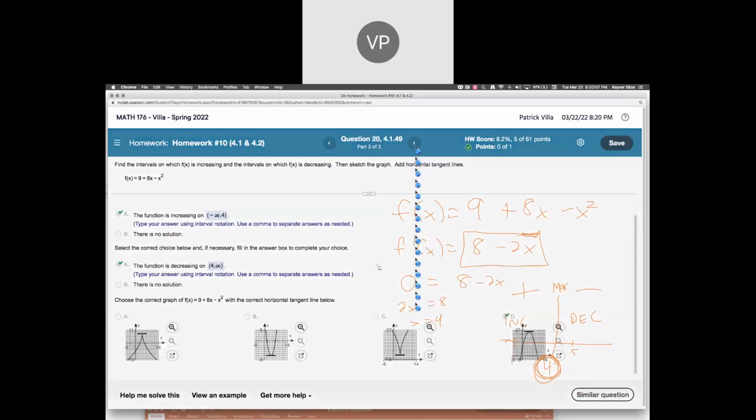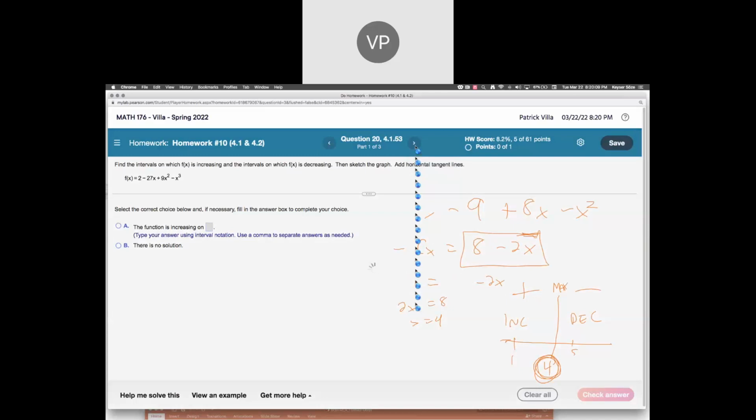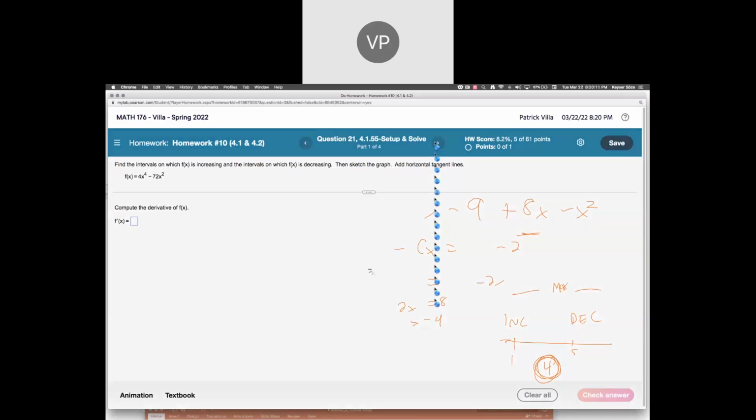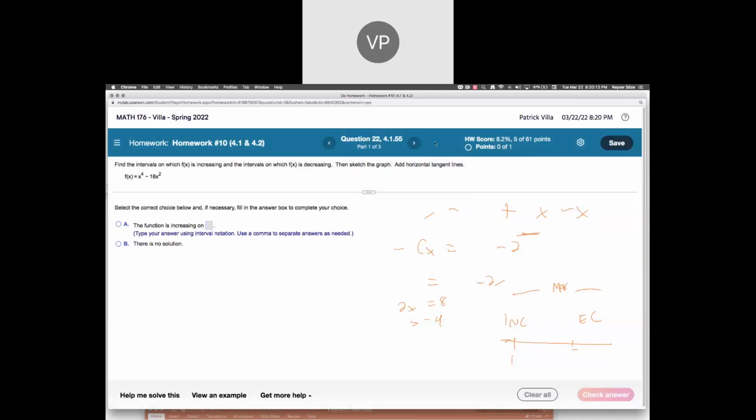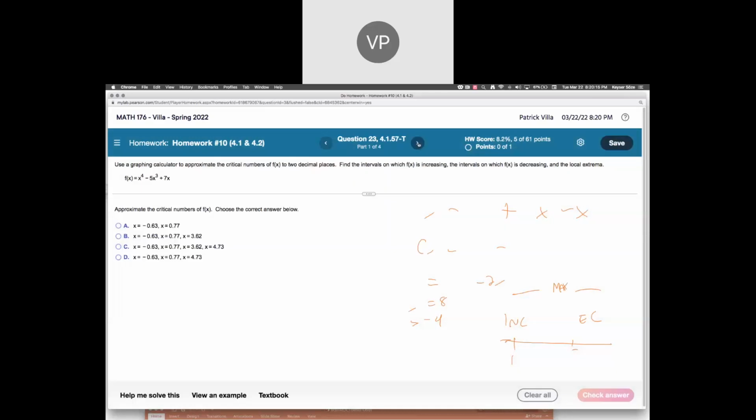Look at number 23. Okay, on this one, we're going to use a graphing calculator. So I'm going to use Desmos again, like you're all allowed to do. And we want to approximate the critical numbers of the function to 2 decimal places. Let's see how well we can get that. And then find the intervals in which it's increasing, decreasing, and the local extrema.